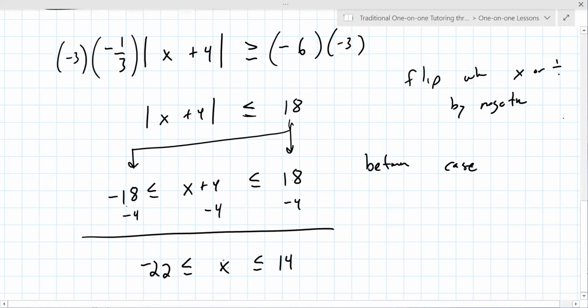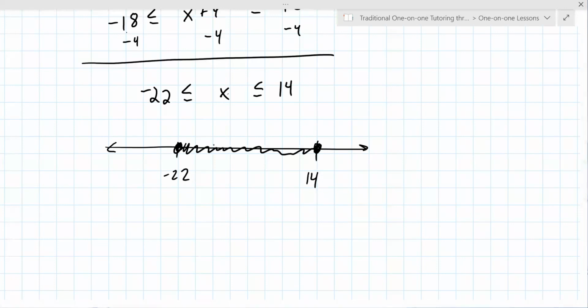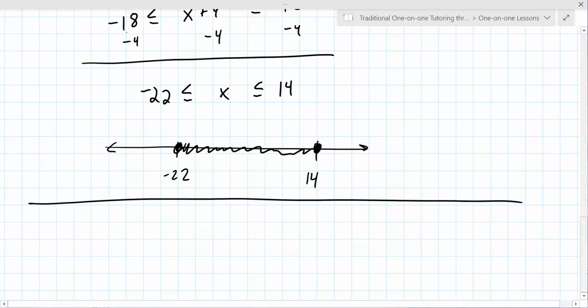Okay, yeah. And then you can graph that by just going, yep, you make your number line, and -22 and then 14, and then you make the line going between those. And I'm just arbitrarily choosing places on there. Yeah, those aren't accurate, it doesn't matter. That's right.